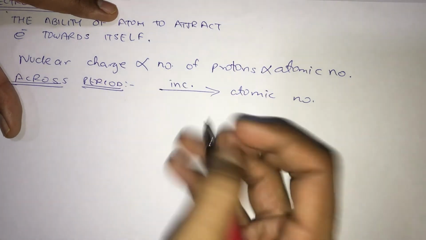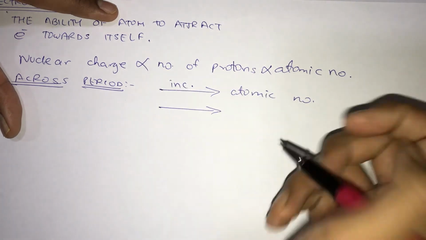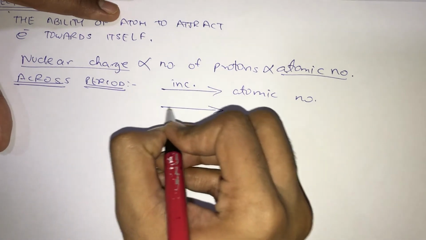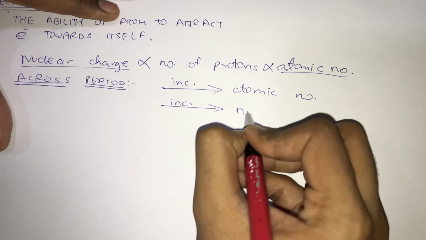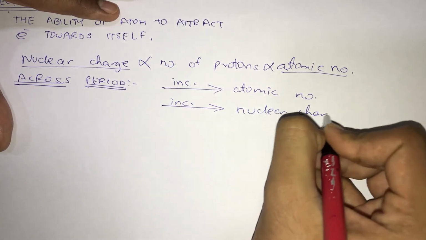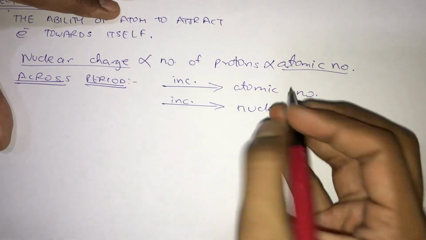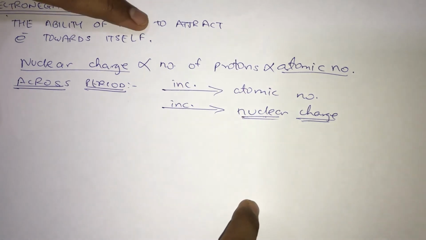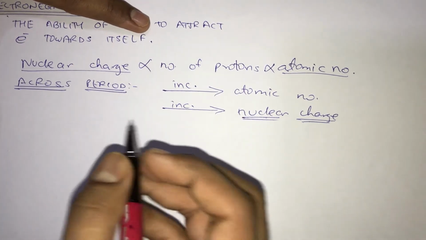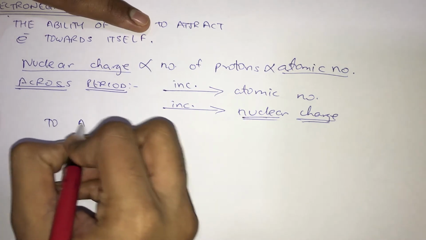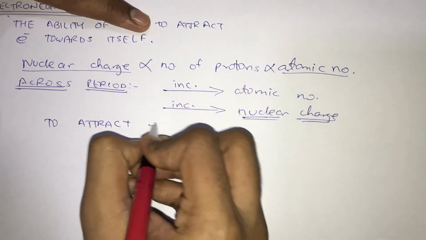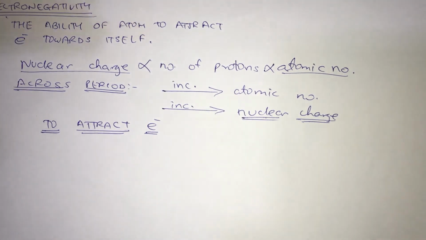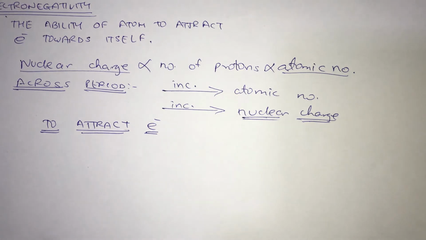So can I say that when I am moving from left to right, if the atomic number is increasing, it is obvious that the nuclear charge is going to increase. Now what is the job of the nuclear charge which the nucleus holds? The job of the nuclear charge is nothing but to attract electrons. I have explained this earlier that the job of the nuclear charge is to attract the electrons and keep them bound in an atom.